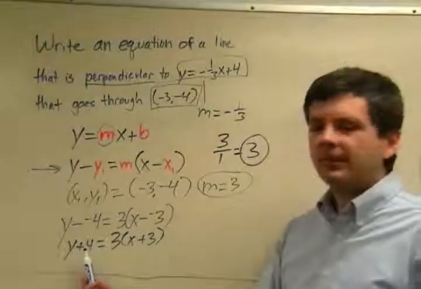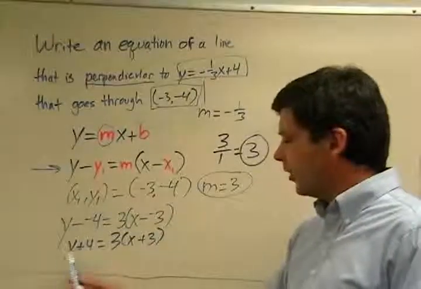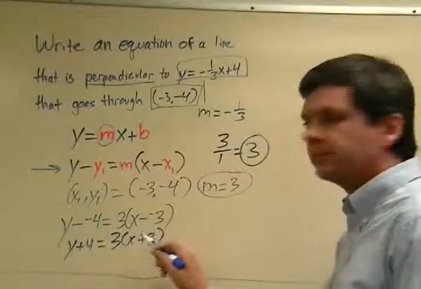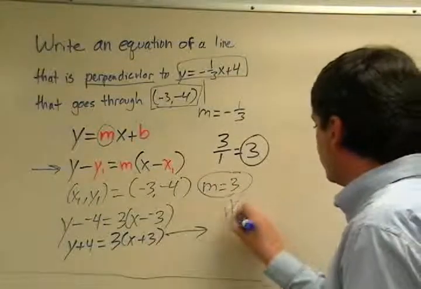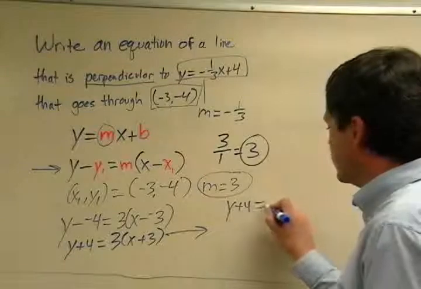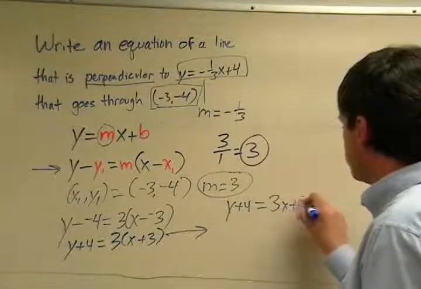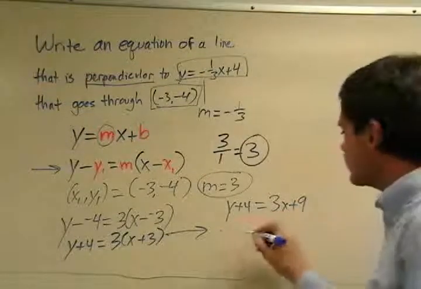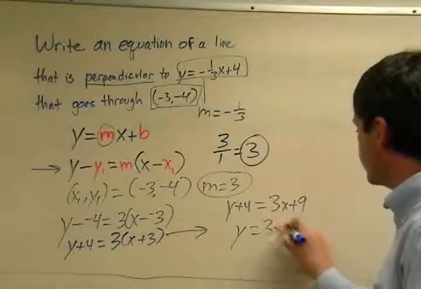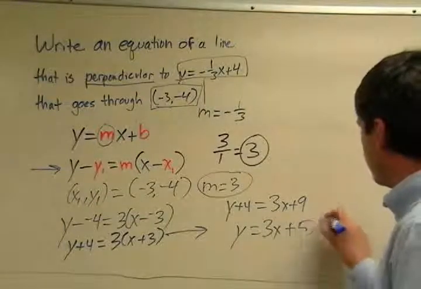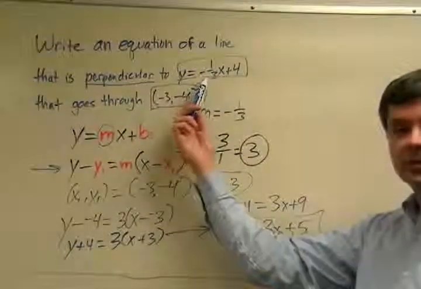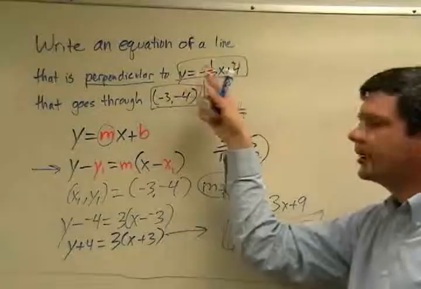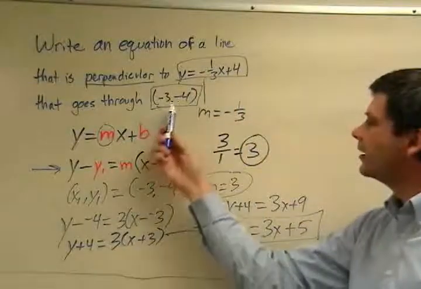If I wanted to simplify a little bit, I could solve for y. This is okay, but let me just simplify it so you can see what that looks like. y plus 4 is equal to 3x plus 9. Subtract 4 from both sides. y equals 3x plus 5. So that's the equation of the line that's perpendicular to this. Perpendicular means it has a negative reciprocal of the slope, and it goes through this point.